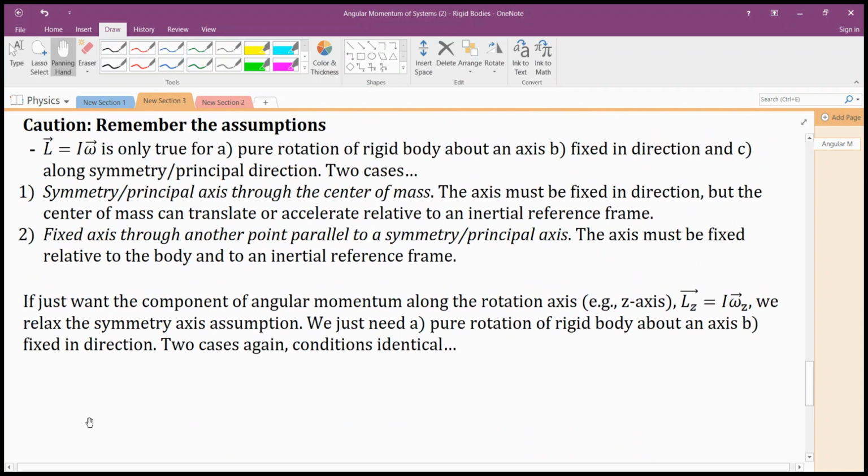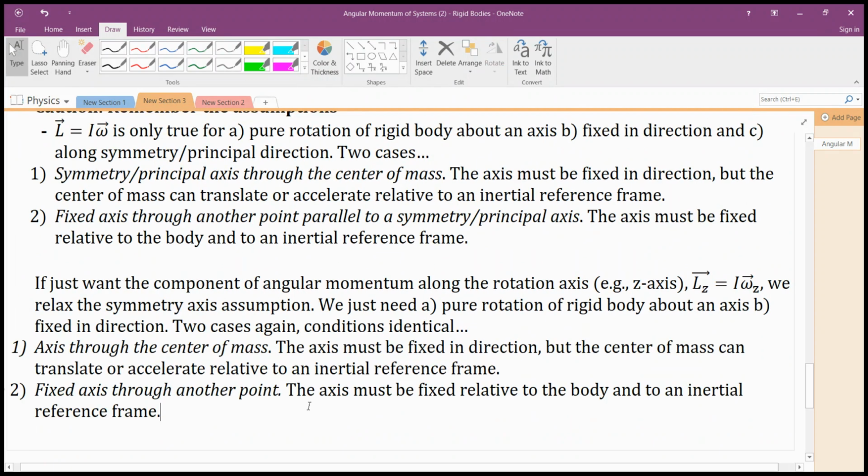If, however, you're only interested in calculating the component of angular momentum along the rotation axis, for example, maybe it is the z-axis, we make it the z-axis, then we can use L equals I omega still for that component and relax the symmetry axis assumption. We only need pure rotation of a rigid body about an axis and the axis fixed in direction. We again have two conditions that arise.